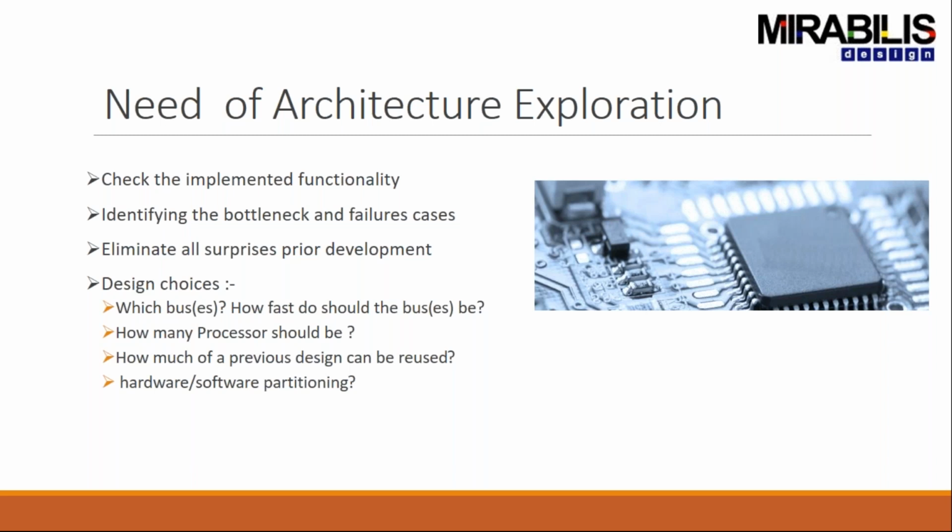There are 4 points listed here on the slide. Before development, you can identify the bottlenecks, the cases in which your design may fail. Then with architecture exploration, you can decide which bus should be used, how fast the bus should be, and how many processors we can use. If we are doing hardware software partitioning, what can be done in software, what can be done in hardware, and will the partitioning change in future iterations? All these questions can be answered, and because of all these, we need architecture exploration.